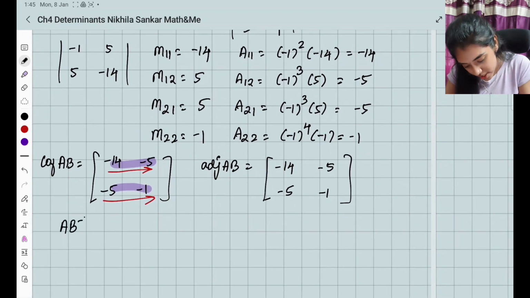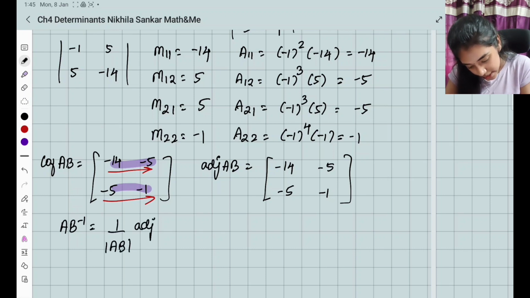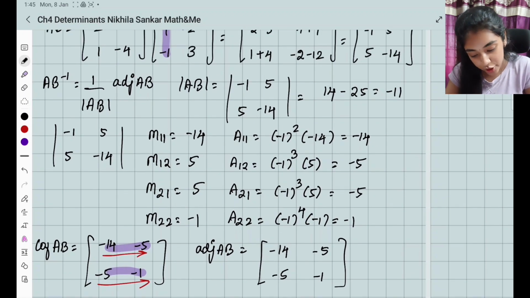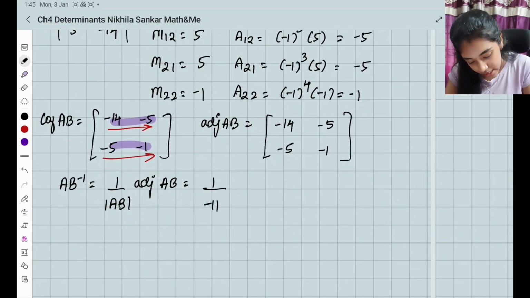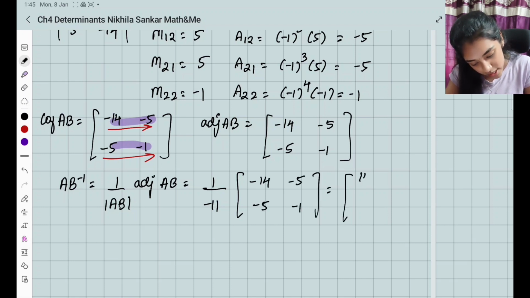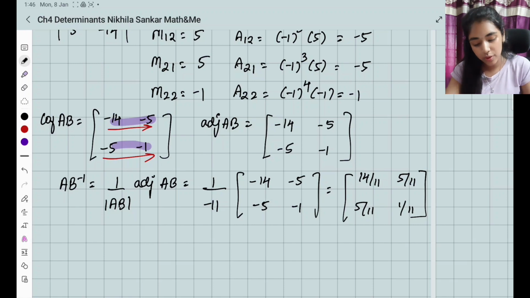Now can we find AB inverse? AB inverse is going to be 1 by determinant AB times adjoint AB. So what did we get for the determinant of AB? The determinant is going to be minus 11. It is over here. So minus 11 is the determinant. There is no absolute value for the determinant, so it can be negative. Times adjoint, which is minus 14, minus 5, minus 5, minus 1. So this is going to be 14 by 11, 5 by 11, 5 by 11, 1 by 11. So we have found AB inverse.